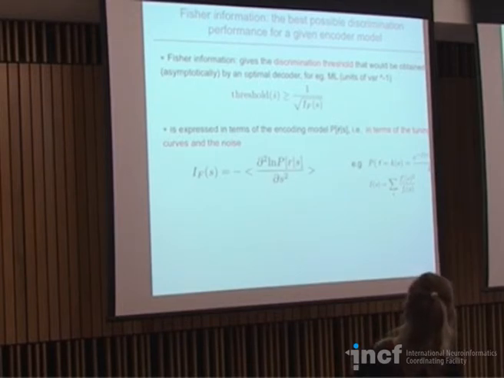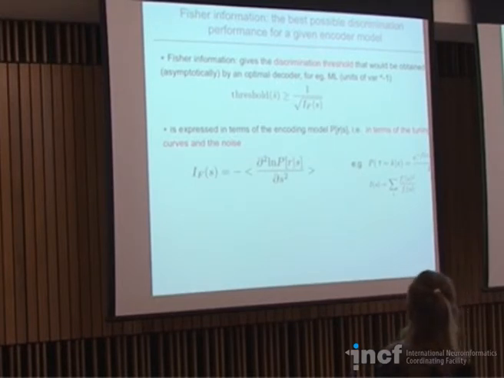So it can be expressed. P of R given S, we've seen that we can express it in terms of the tuning curve and some noise model, for example, a Poisson model. So for example, if we have a Poisson model for P of R given S, Fisher information would have a form like this. It's going to be expressed in terms of the derivative of the tuning curve over a quantity here which, since it's a Poisson model, is the mean, but it's really representing the variance, which is equal to the mean.